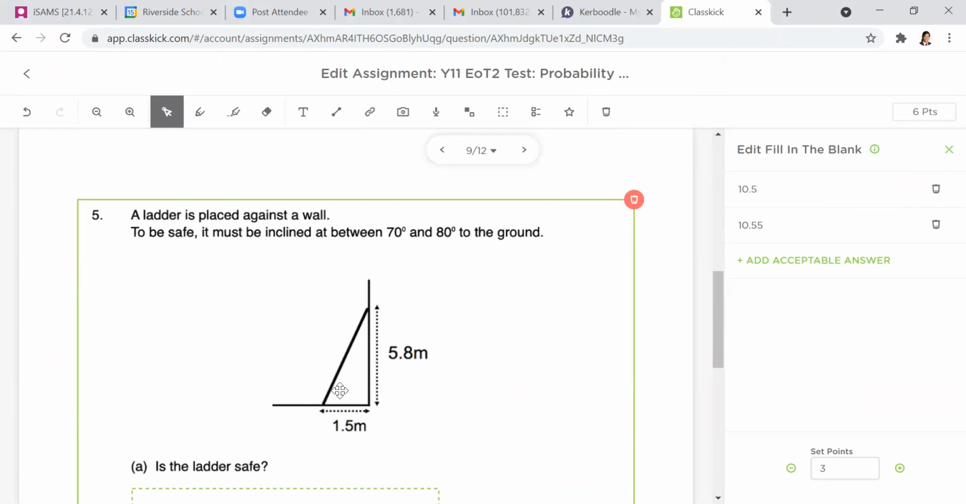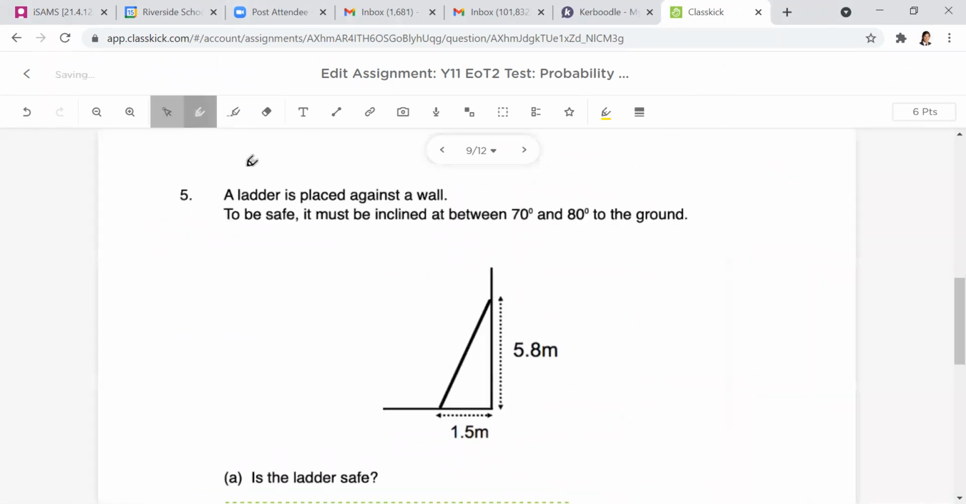The latter question. All right, we're trying to find the angle. So tan of, let's call it alpha, equals opposite over adjacent. So 5.8 divided by 1.5, which means alpha is just the inverse tan of that ratio. Calculate a question.